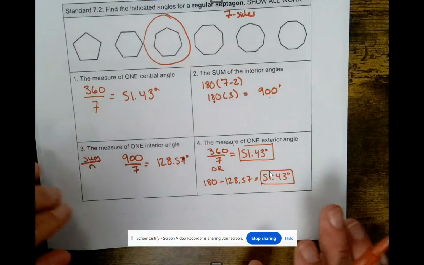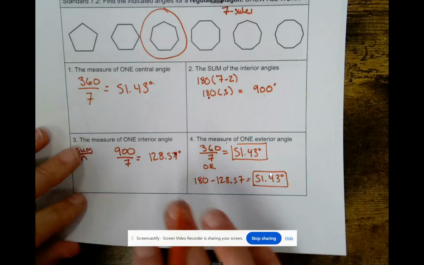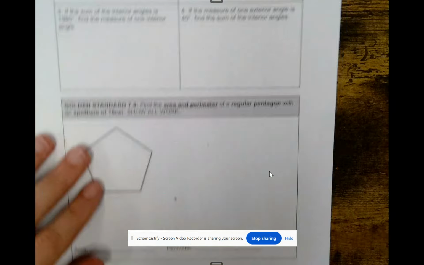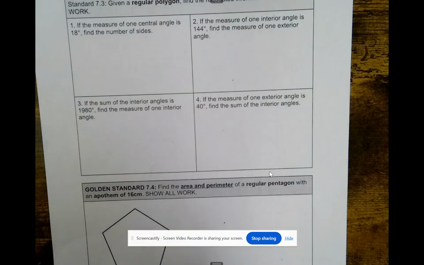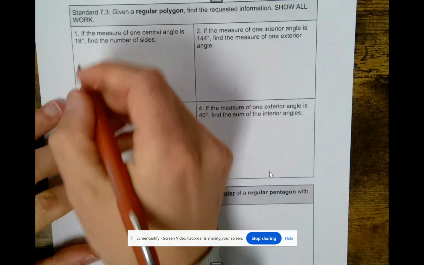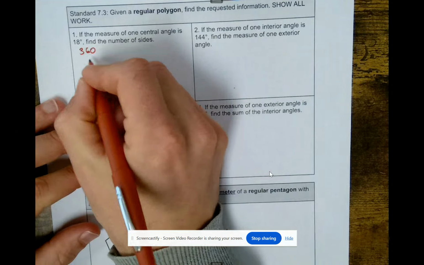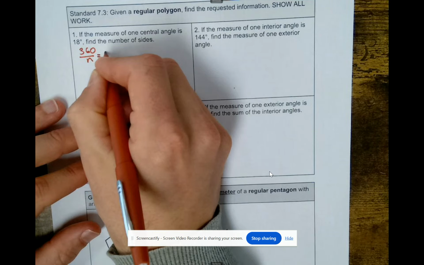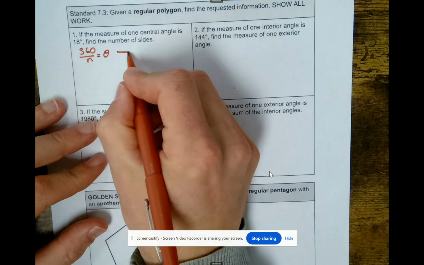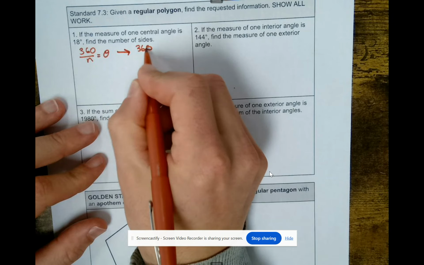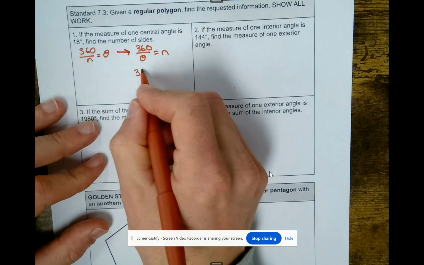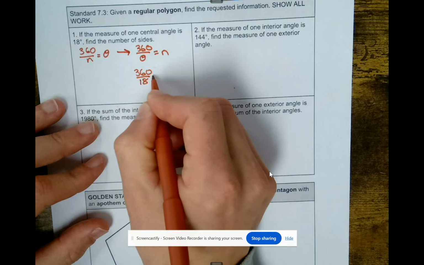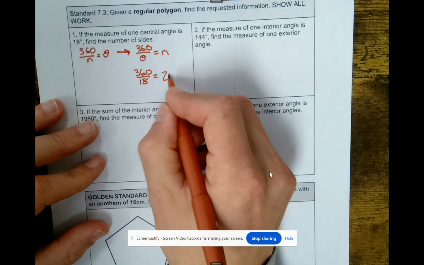All right, that's standards 1 and 2. Let's go to 3. So for standard 3, if the measure of one central angle is 18 degrees, find the number of sides. Well, we know 360 divided by the number of sides equals our central angle. It turns out 360 divided by our angle equals the number of sides. So 360 divided by 18 equals 20 sides.